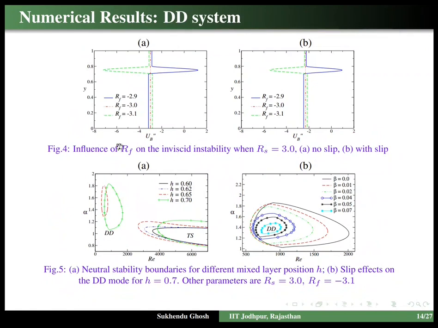These figures are related to the double diffusive system. In the case of the double diffusive system, again it depends on different flow parameters. Not all double diffusive systems are unstable. A certain combination of log mobility ratio inside the flow system can give you an instability, and once the flow system is unstable, you can capture different kinds of instability again. Here DD means double diffusive mode, which usually occurs due to the presence of diffusing species and the mixed layer. Again, we could see that if you apply wall velocity slip on this flow system, then you can stabilize the most unstable mode, which is the double diffusive mode, by decreasing the unstable region as well as the unstable wave numbers.